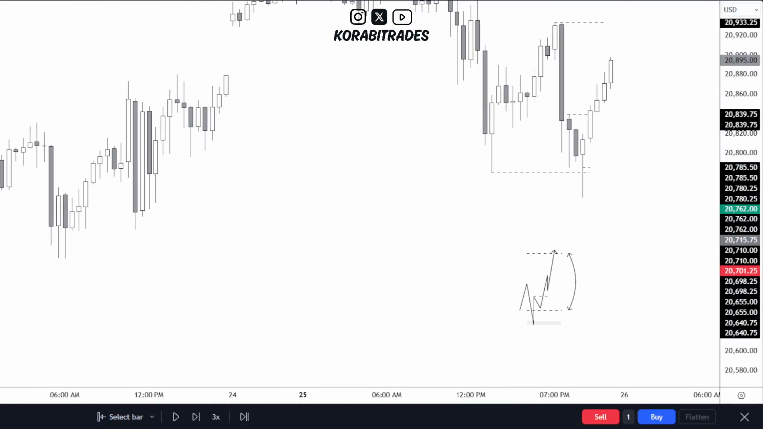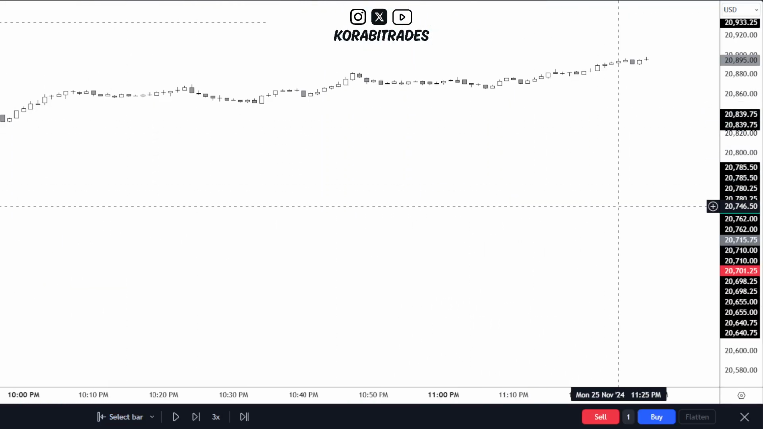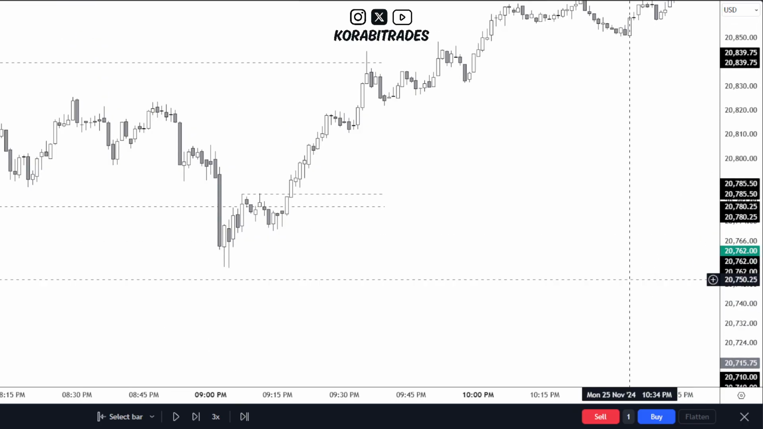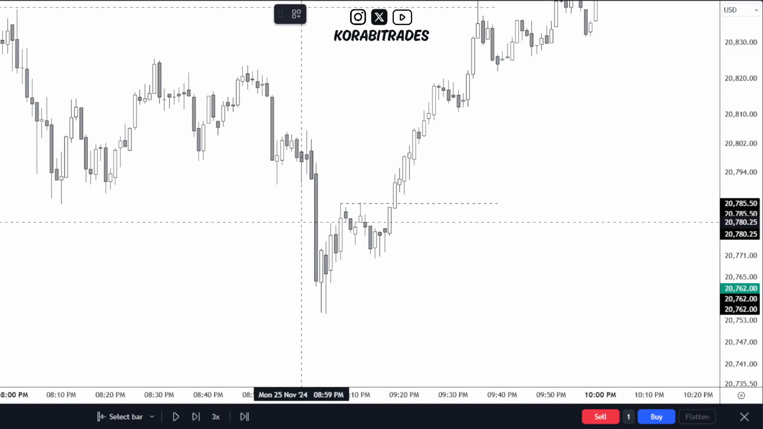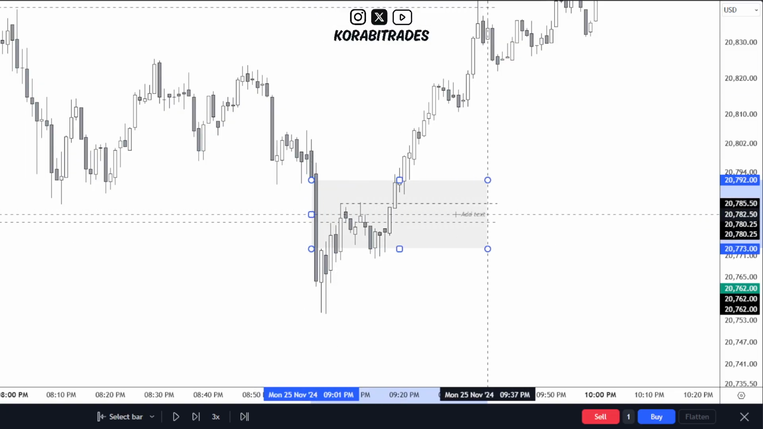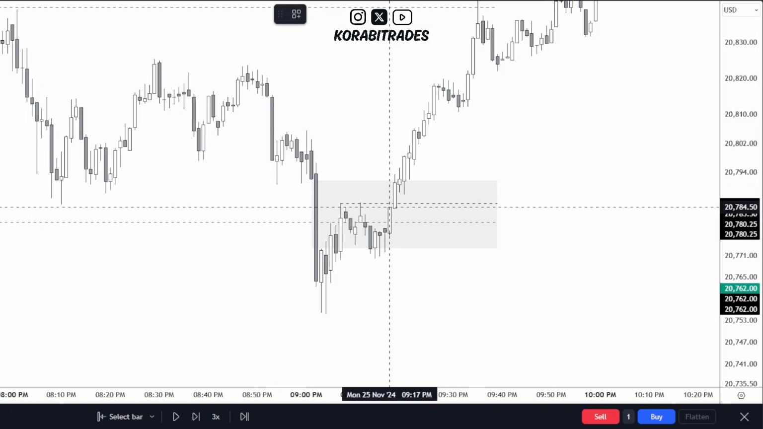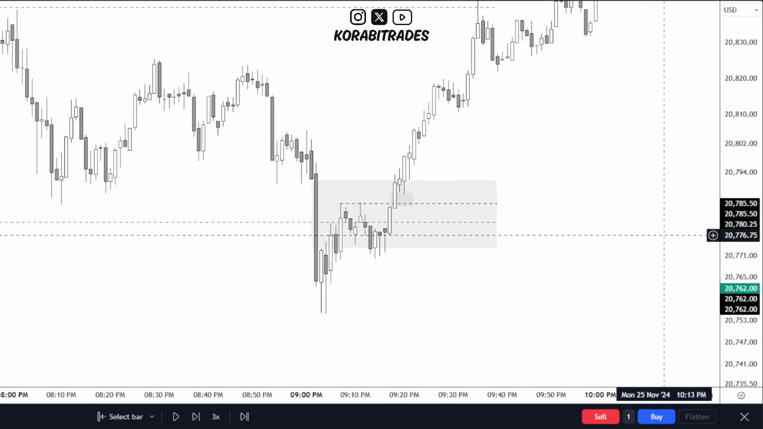Let's go back here, go back to the 1. Perfect. Now, essentially what I look to do, I look to expand. So we have a large fair value gap here. I look to inverse it with expansion and fair value sitting in between.